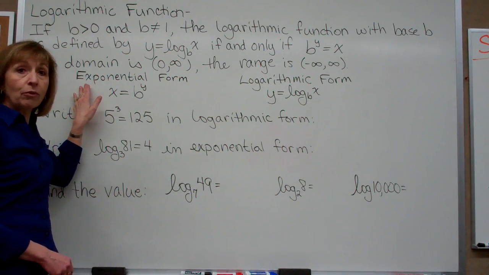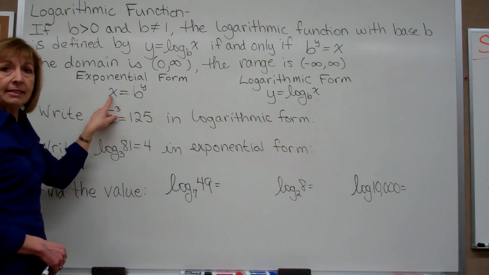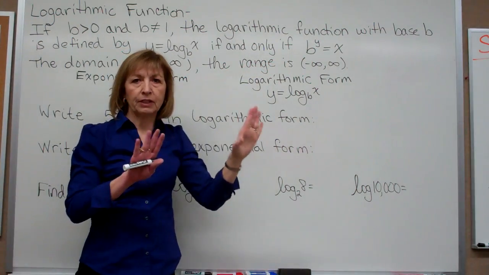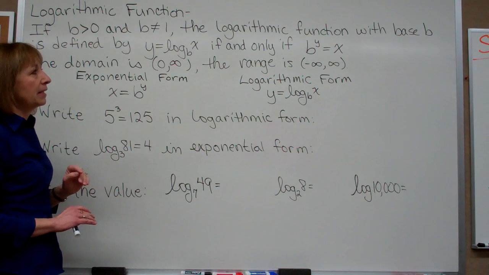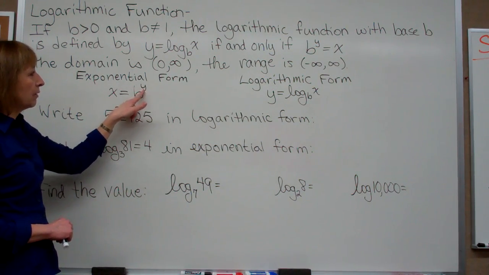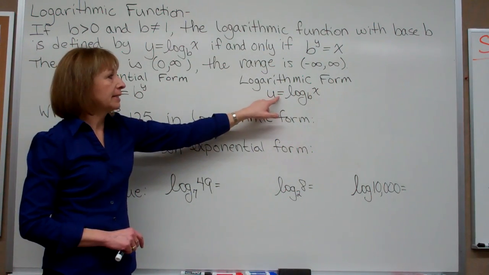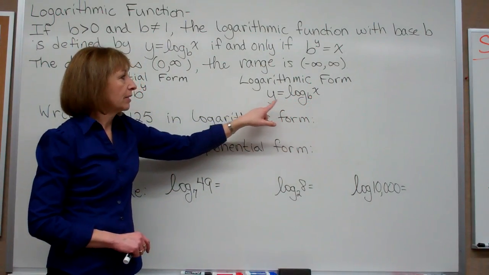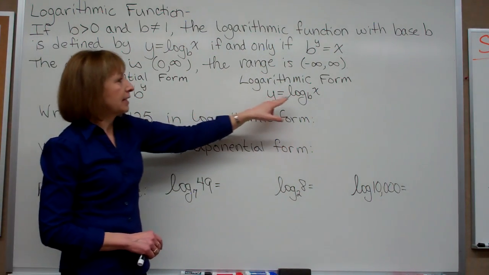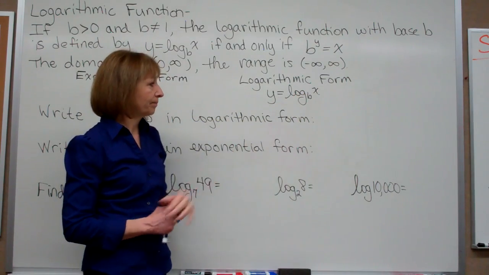We have two different forms for our logarithmic functions. If we write it as x is equal to b to the y, the same equation I had over here, only switching the b to the y and the x on the two different sides of the equation. So x equals b to the y, or the logarithmic form, which is y is equal to log base b of x. So the exponent is equal to the exponent that I put on b to create the value x.